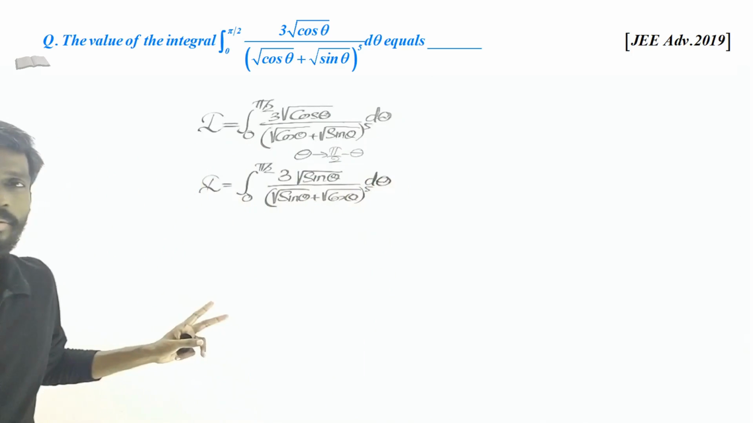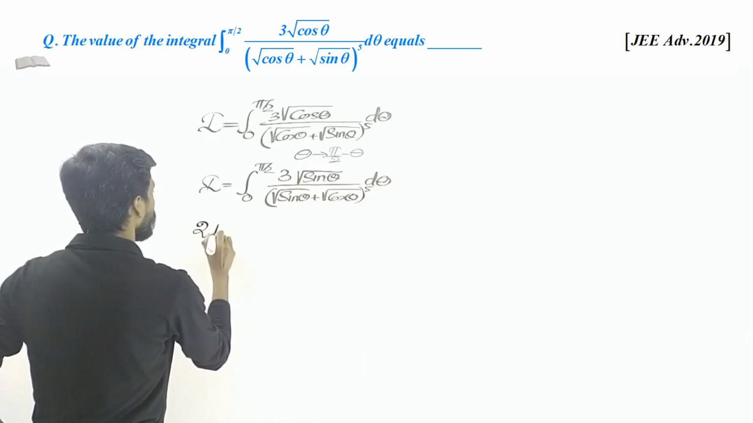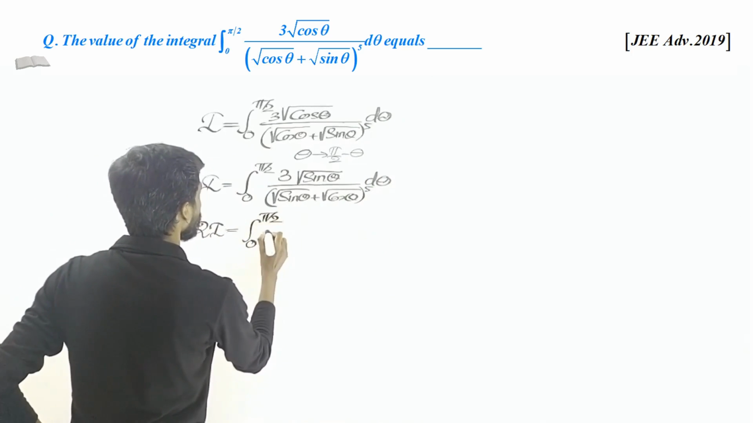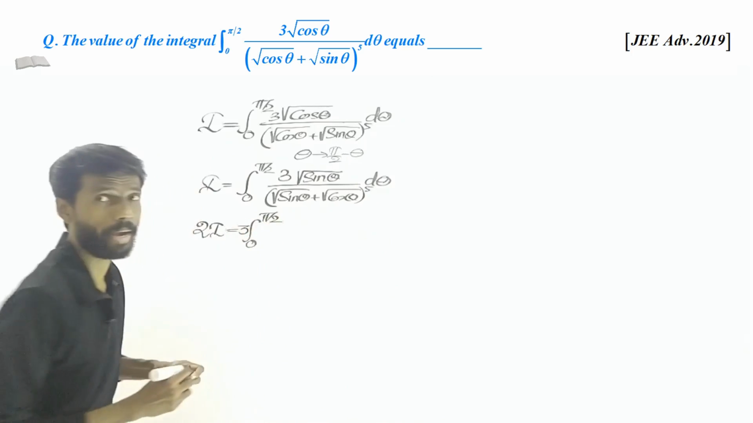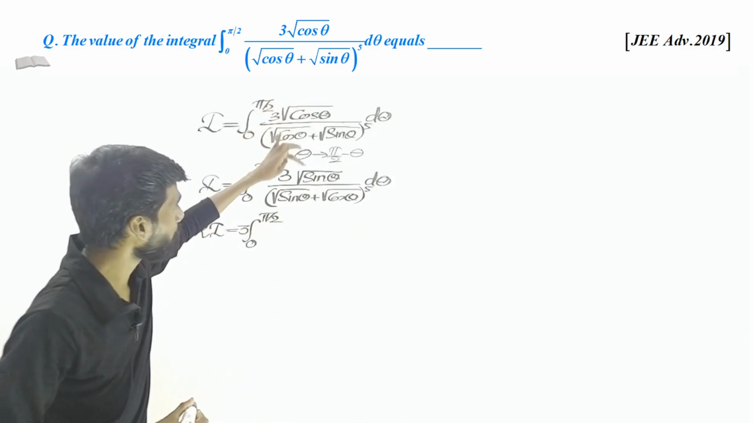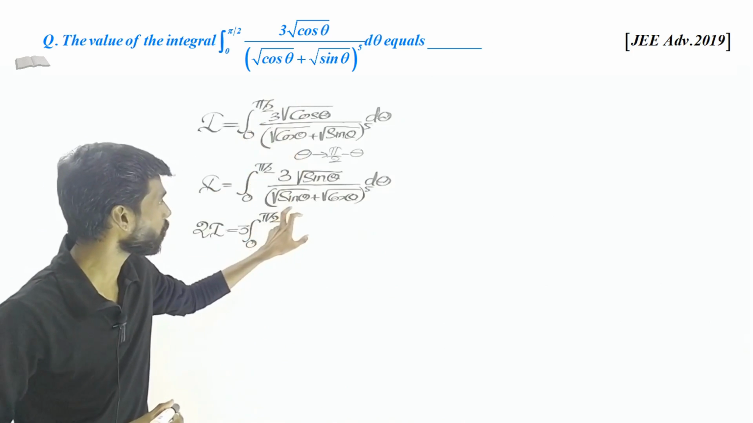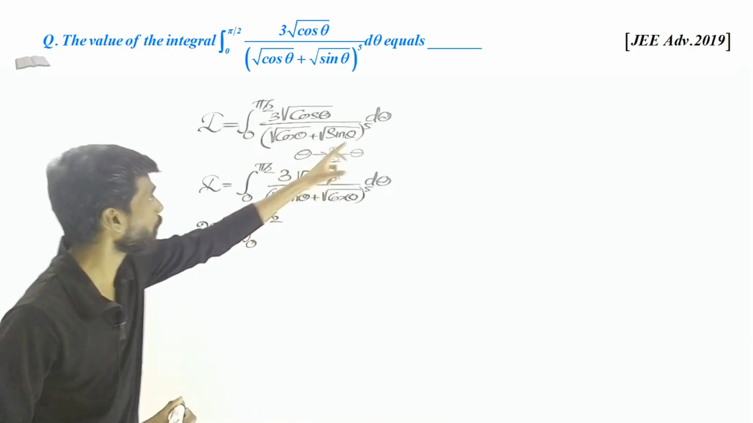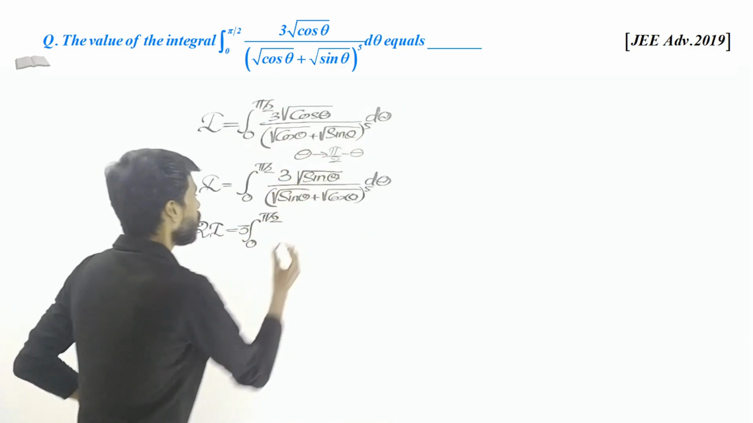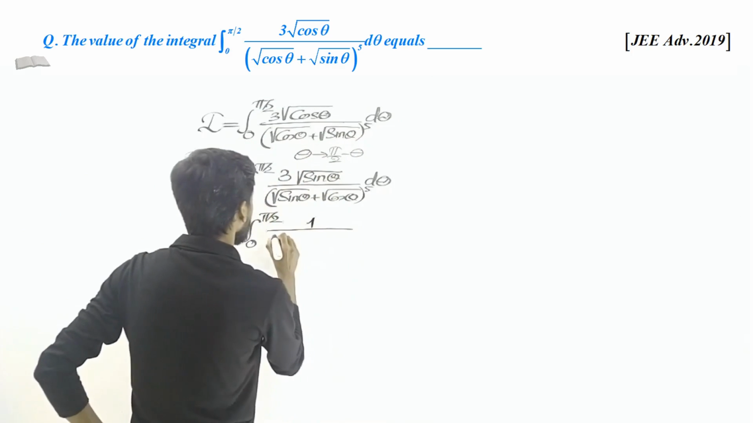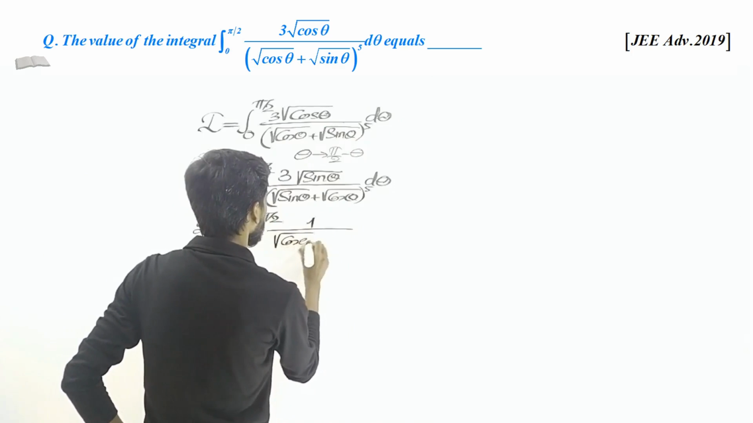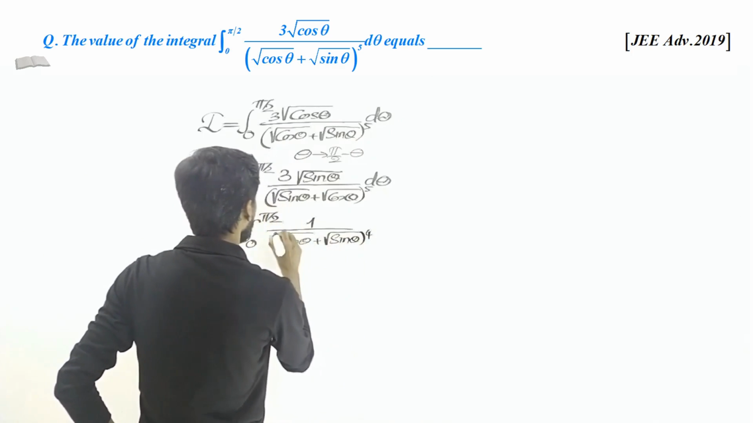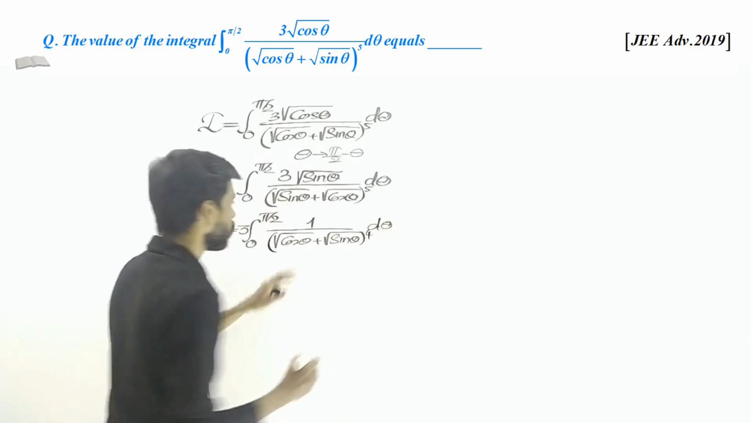Now we have to add these two, so we will get 2I. 2I equals integral 0 to pi by 2 of 3 multiplied by root cos theta plus root sin theta divided by the same expression, root sin theta plus root cos theta to the power 5. One term gets cancelled, so the power 5 becomes 4. That is 1 divided by root cos theta plus root sin theta to the power 4, d theta. Now we have to do this integral.